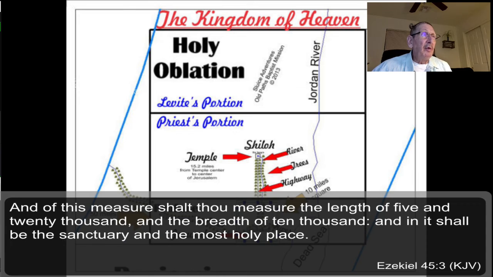Okay, Ezekiel 45:3. And of this measure shalt thou measure the length of 25,000 and the breadth of 10,000, and it shall be the sanctuary and the most holy place. And again, that's measuring this area here.